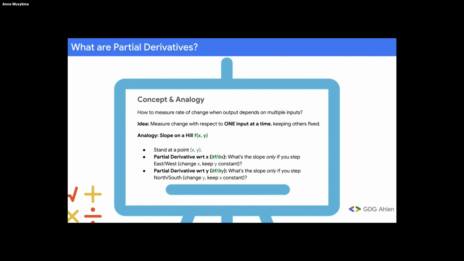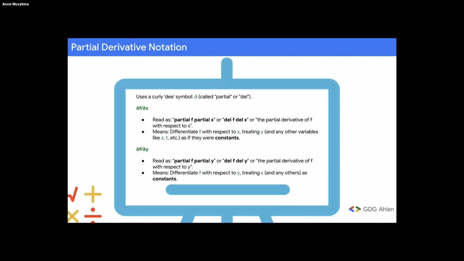So partial derivatives break down the overall change into components along each input axis. We use a special symbol for partial derivatives to distinguish them from ordinary derivatives, which used this curly symbol, often called partial or del. When you see partial f, partial x, or you can read it as del f, del x, it means you need to find the partial derivative of the function f with respect to the variable x.